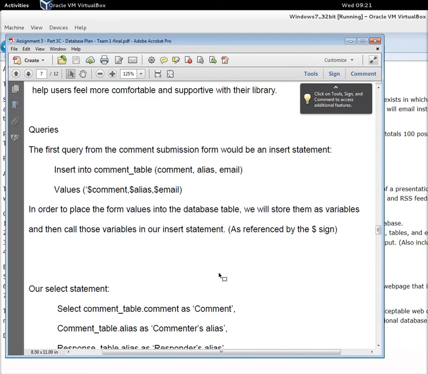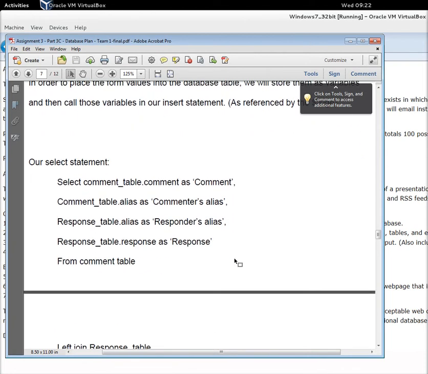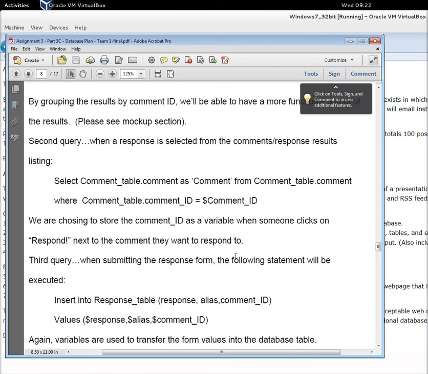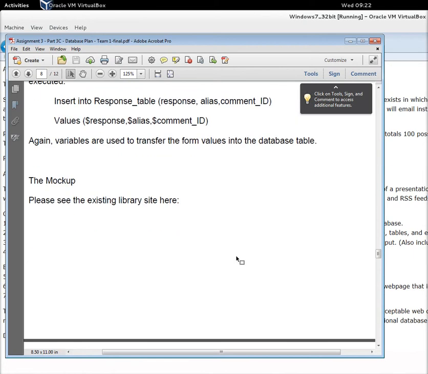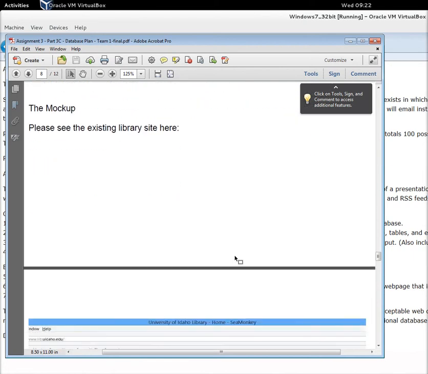Then they go over their SQL statements. You'll remember in part 3 that's where your SQL statements come in: how you're going to do your selects, how you're going to join your tables together, things like that. So that's basically what part 3 is about. And then part 4 is showing me the mock-up.